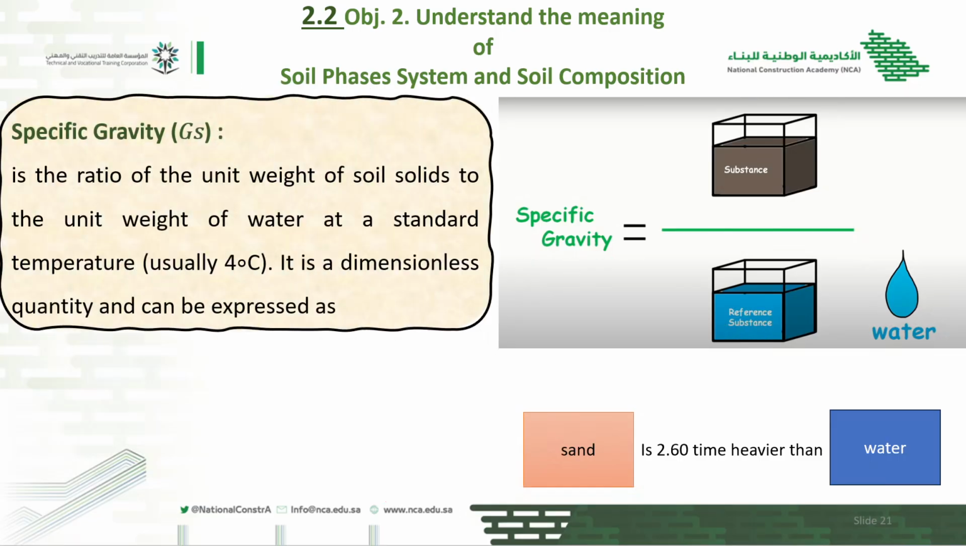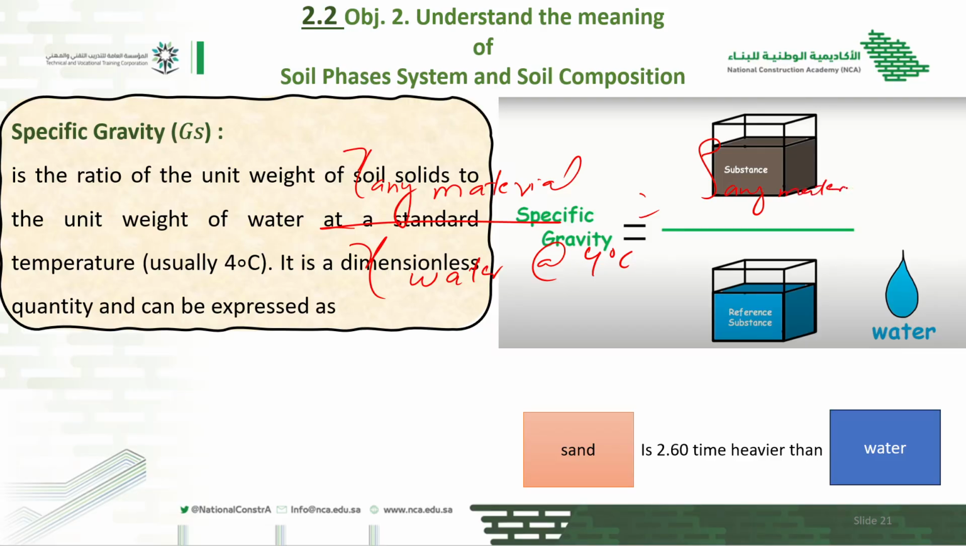Specific gravity, as we discussed previously as well. Specific gravity is the unit weight of any material or any substance with respect to the unit weight of water at 4 degrees centigrade. Same with density, you can say the density of any material divided by the density of water at 4 degrees centigrade. So here water is our reference substance. Reference substance means we can compare other materials with respect to water.